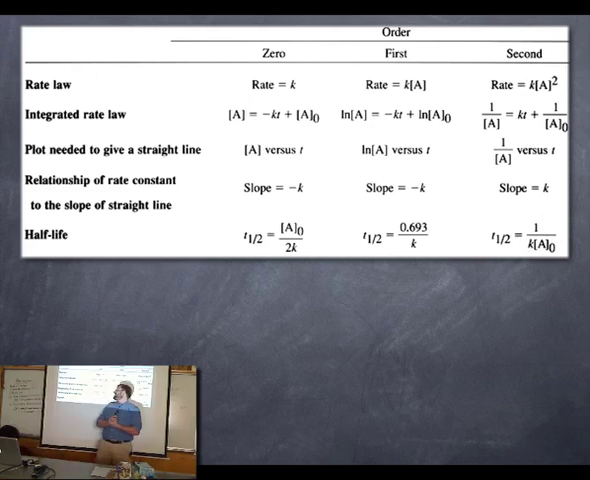The natural log of concentration versus time. That you need to know. Inverse is second order. That's the key piece to know. Memorize this: zero order, concentration versus time. First order, natural log versus time. Second order, inverse versus time. That's the key to doing the problems we are likely to see on the test.